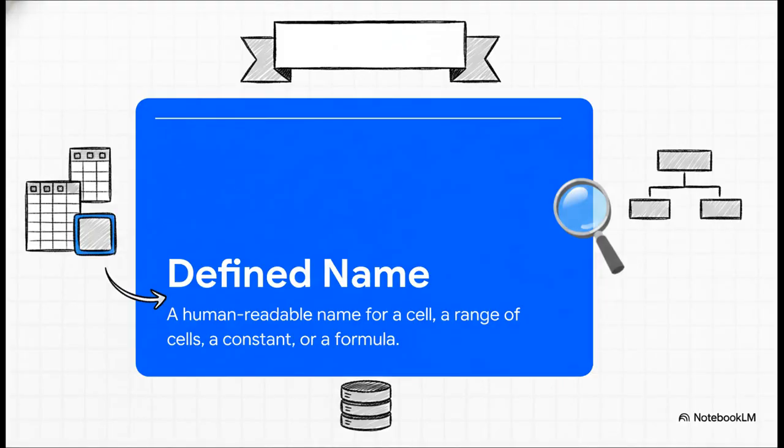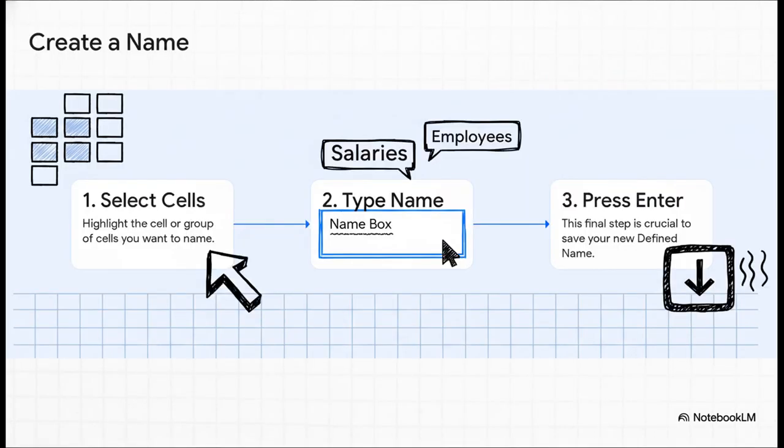So what we're creating here has an official name. It's called a defined name, but don't let the fancy term scare you. All it is, is a friendly, human-readable label you can slap onto a single cell, a huge chunk of data, or even a whole formula. And making one, it's ridiculously simple.